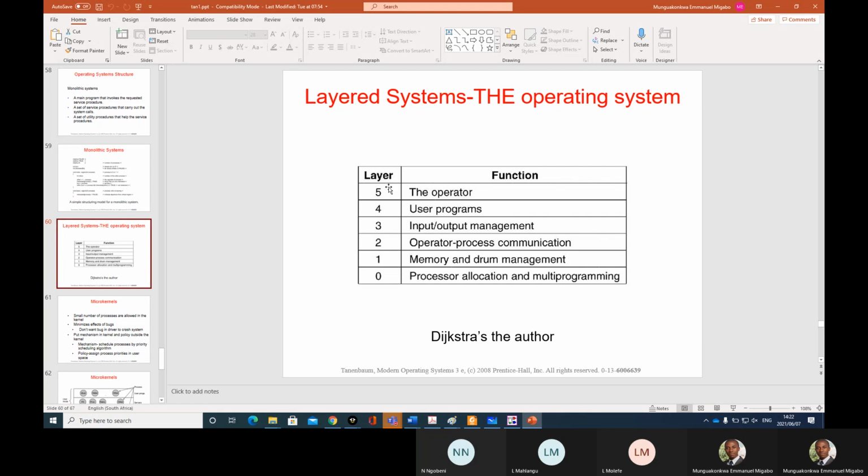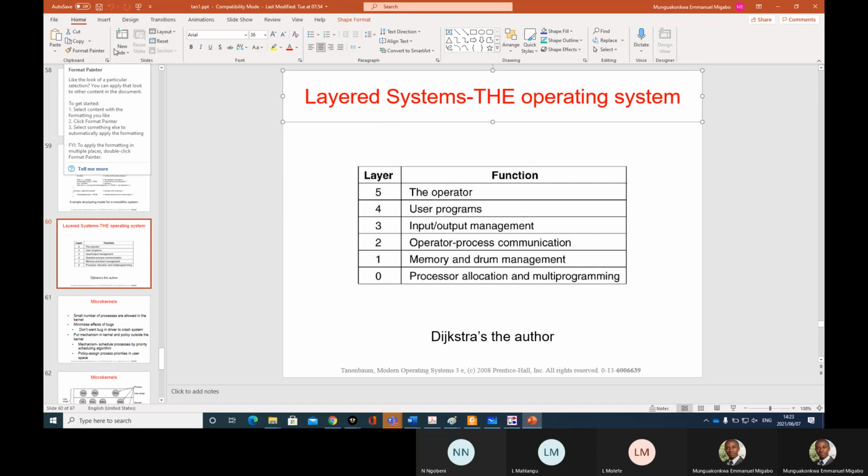You've got a layer of the operator, so that's the highest layer where you, as I'm moving the mouse like this, I'm sitting at that layer. The user program will be something like PowerPoint. The input-output management part of the operating system will have to do with how, when I've been maybe editing this file, when I'm about to save it, how is it saved, in which part of memory and where. The output, for example, has to do with how this page ends up on the screen like this.